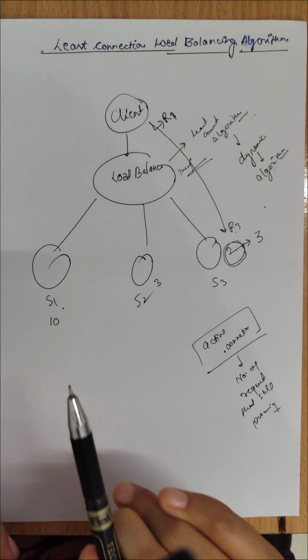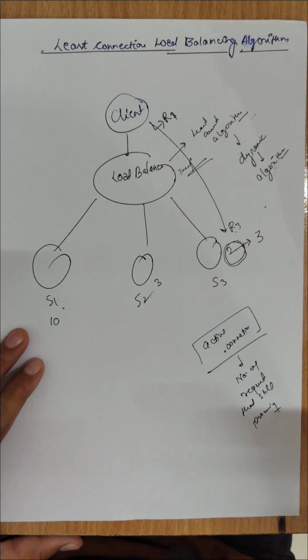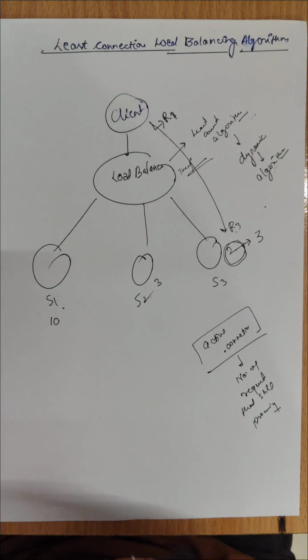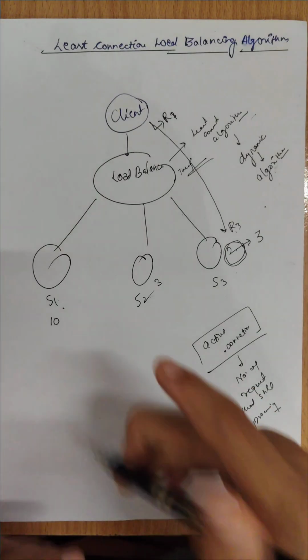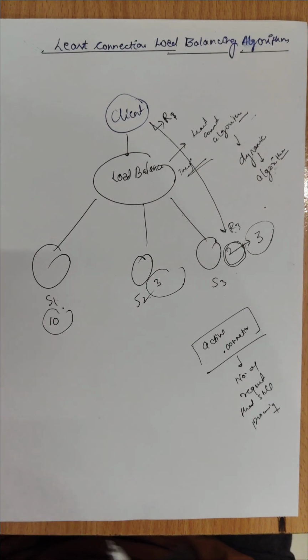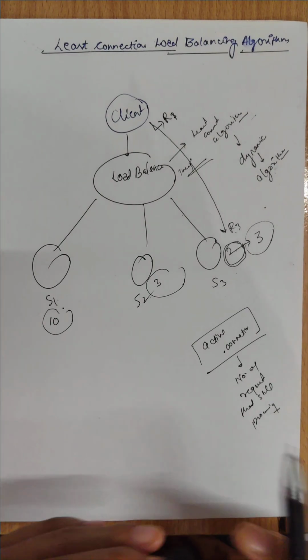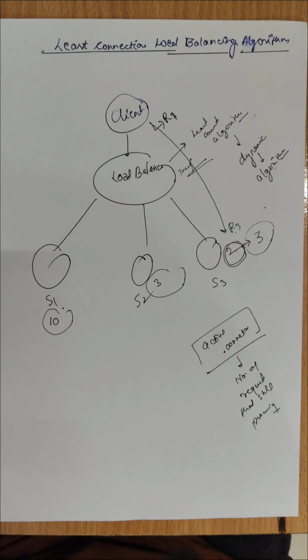Now why did I say that it is dynamic? It is dynamic because the server has to keep track of the active connections. It is not static, because in static algorithms we are not checking the active connections. There is nothing like that. But in the least connection algorithm, the server has to monitor and keep track of the active connections properly, so that this algorithm is able to distribute the request to the server which has the fewest active connections. That's the whole concept of this algorithm.